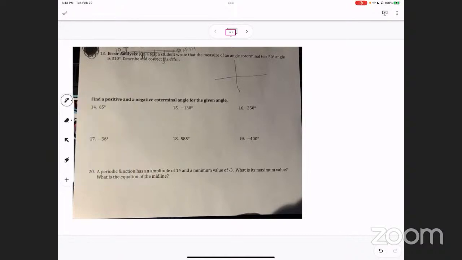My Jamboard isn't working. Hold on. Can you see mine? Am I sharing my screen still? Yes. Okay.